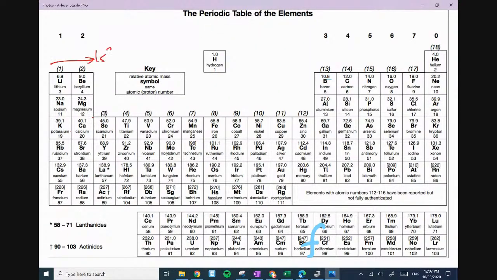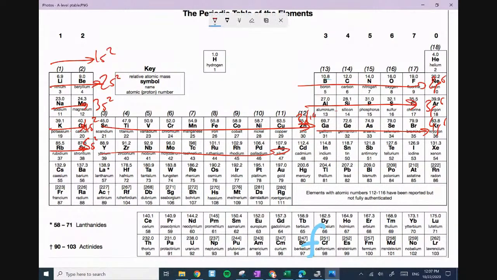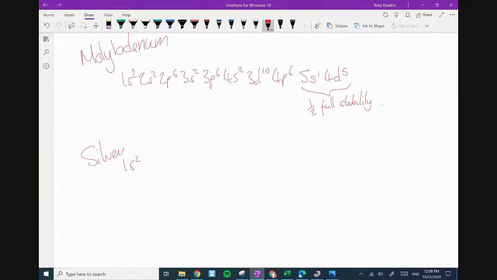1s2. Back to the beginning. 2s2. Skip over. 2p6. Back to the beginning. 3s2. Skip to the 3p6. Back to the beginning. 4s2. Through the 3d10. Into the 4p6. Back to the beginning. Into 5s2. And then 4d9. But that isn't correct. Promotion. Right. 1s2, 2s2, 2p6, 3s2, 3p6, 4s2, 3d10, 4p6.